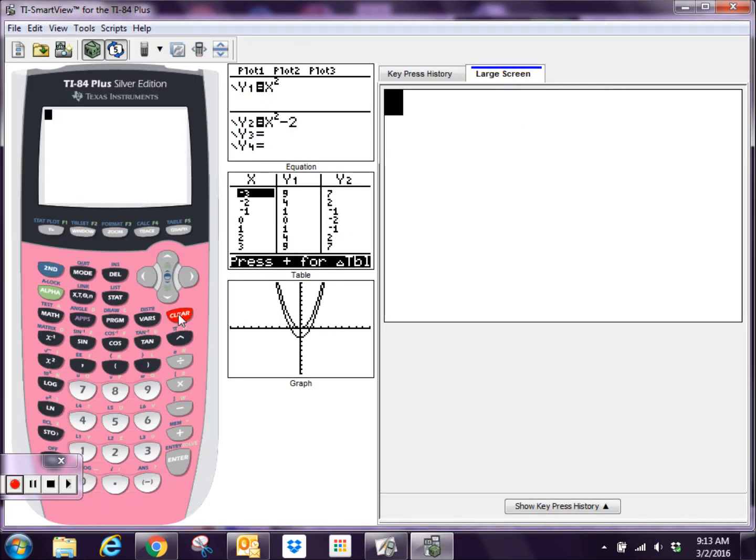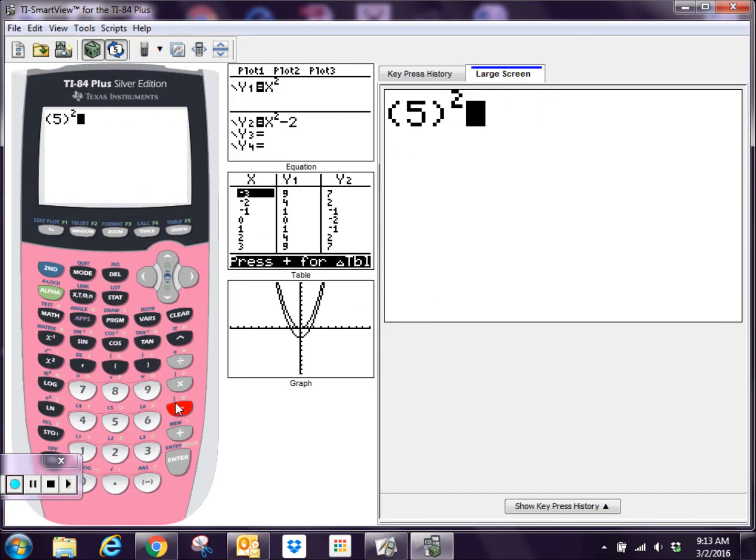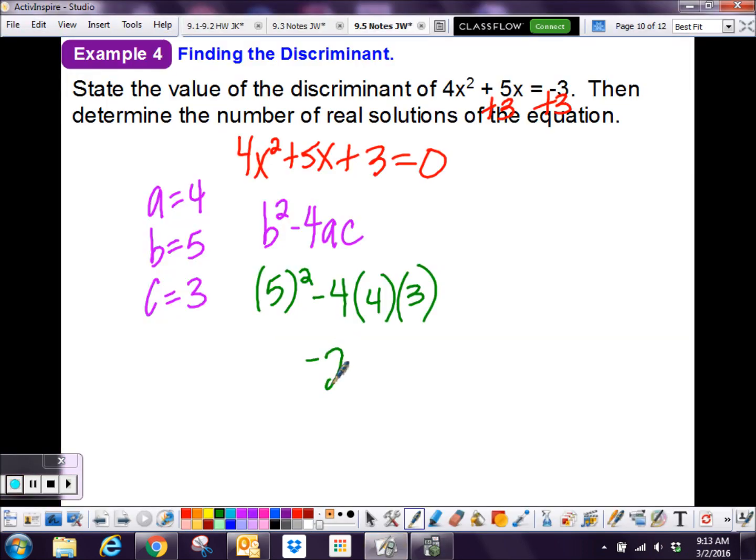So I'm going to go to my calculator, and I have 5 squared, and then I have minus 4 times 4 times 3. Press enter. Okay, so we have a negative number. We have -23. So what does that tell us?